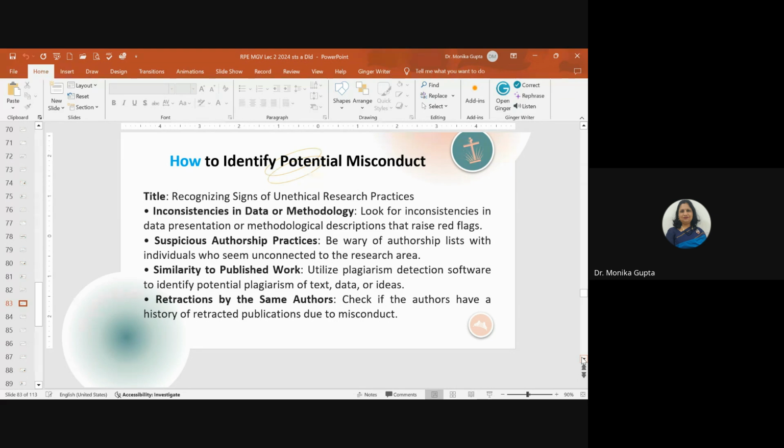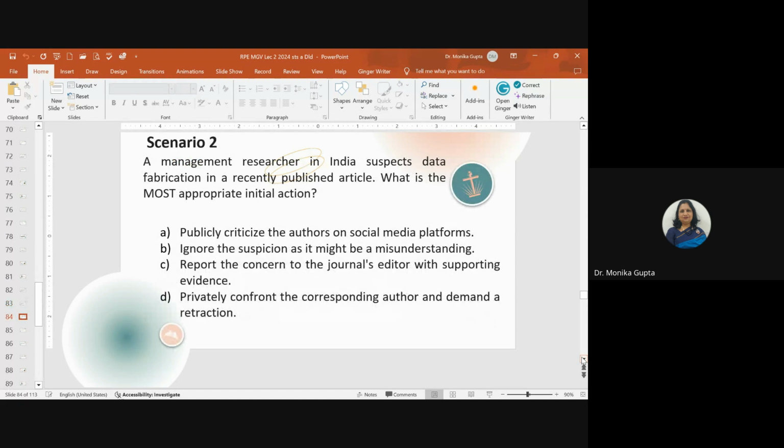Okay. Then retractions by the same author. Right? Okay. A management researcher in India suspects data fabrication in a recently published article. What is the most appropriate initial action? Again, see here. Right, this is C here.